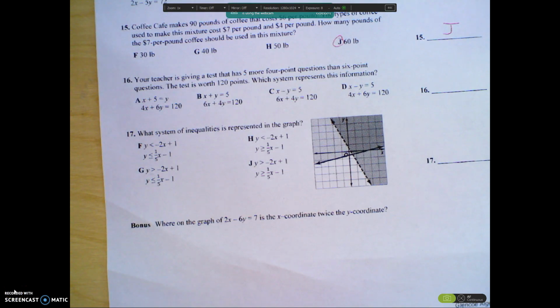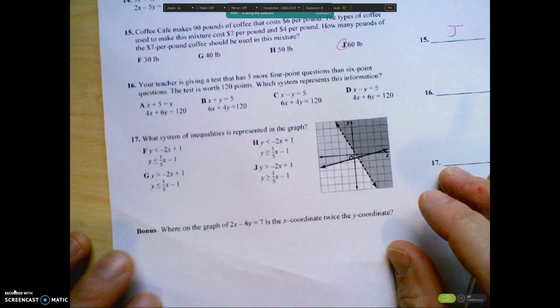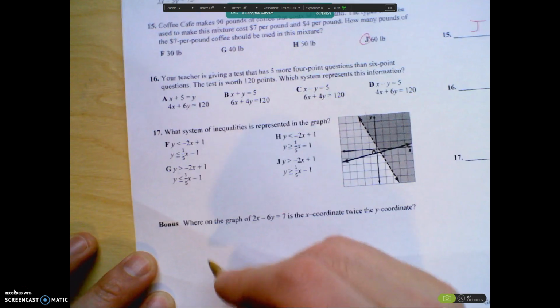All right, welcome back. Last three problems. Let's take a look at 16. Okay, so the teacher's giving a test that has five more 4-point questions than 6-point questions. So I'm going to kind of do this work down here.